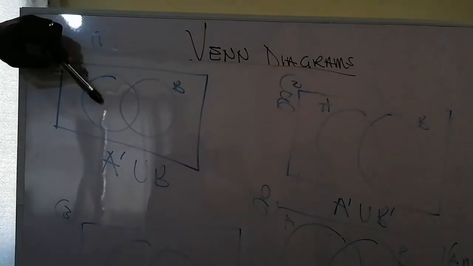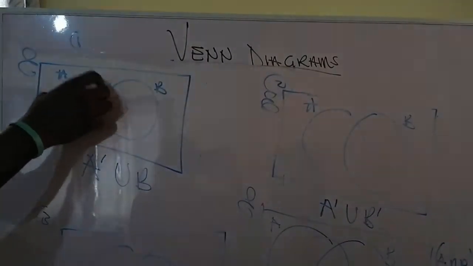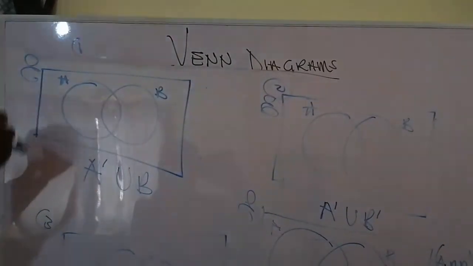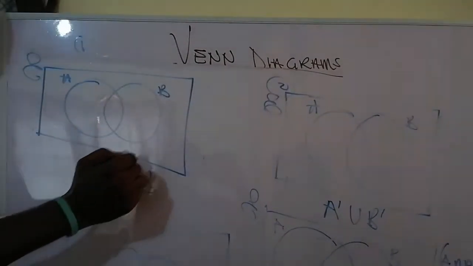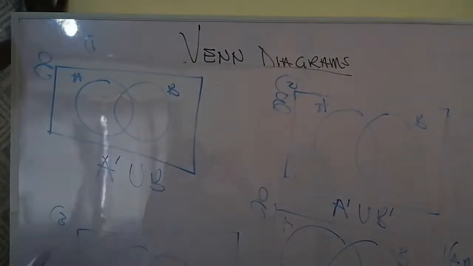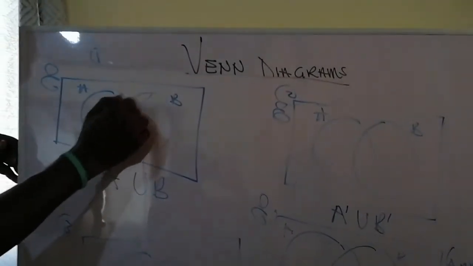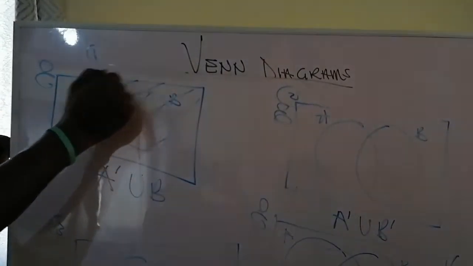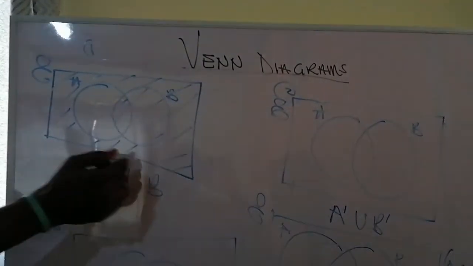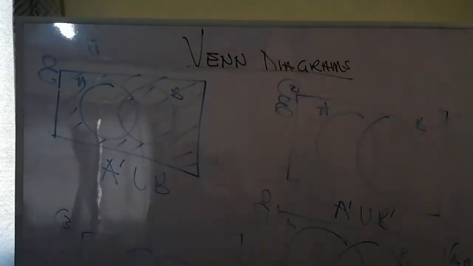Now, this is our A complement union B, so this one is not part of the set that we are considering. So if these are A complement, then A complement union B will be everything in B, including those that are in the universal set. So you have all of this side shaded. So when you find your A complement union B, that is what you are going to shade.